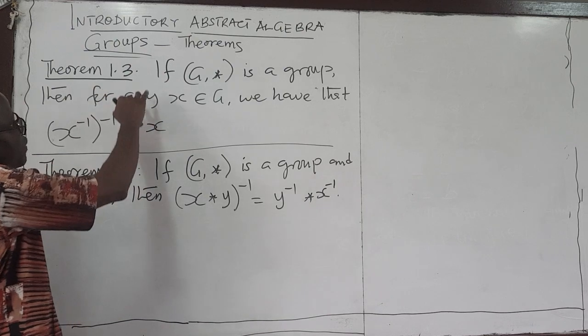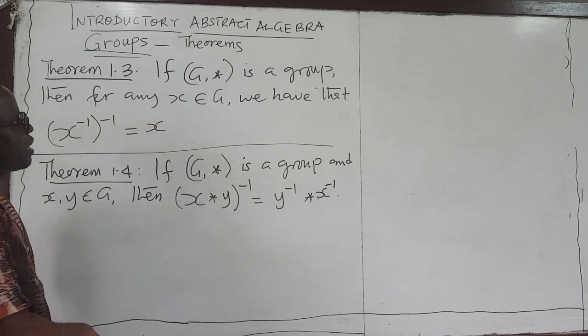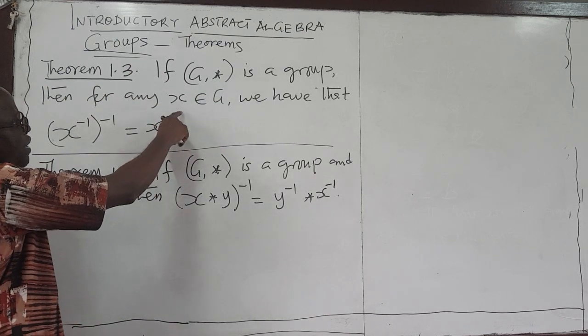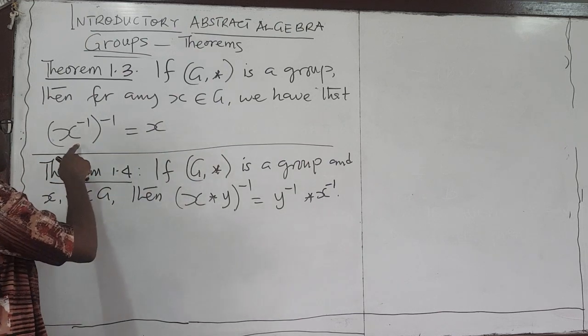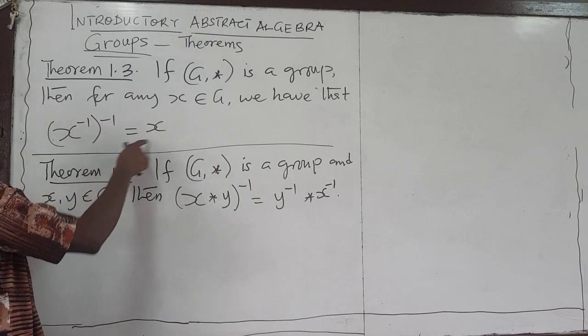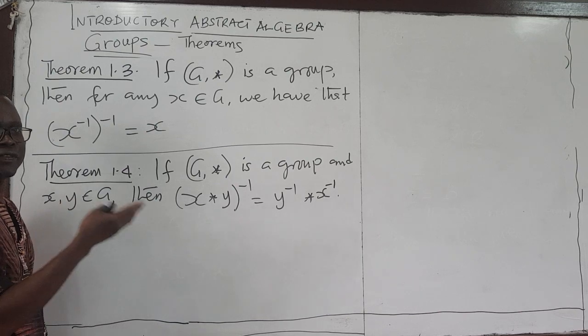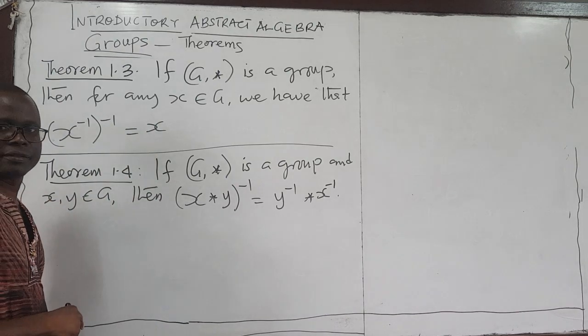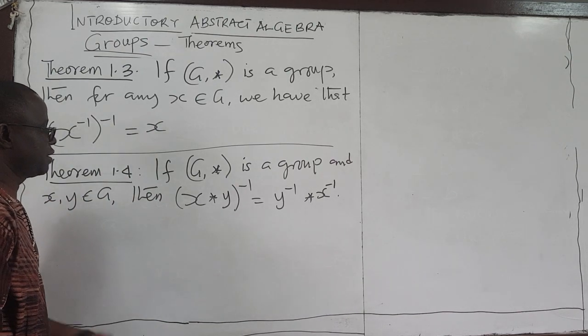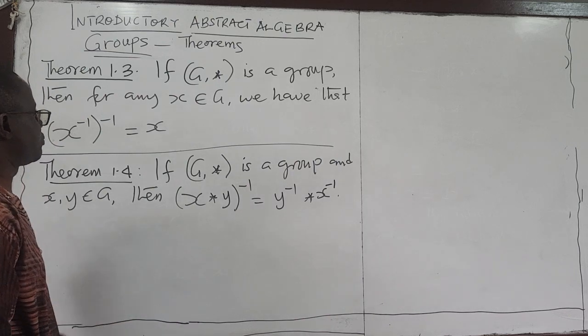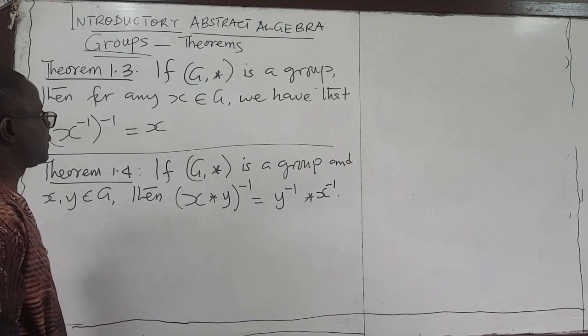So this theorem says that if G here is a group, then for any x in G, we have that the inverse of x inverse is equal to x. The inverse of the inverse will give you back the element x. Okay, so basically that's what it says. So let's prove that. Okay, it's easy.